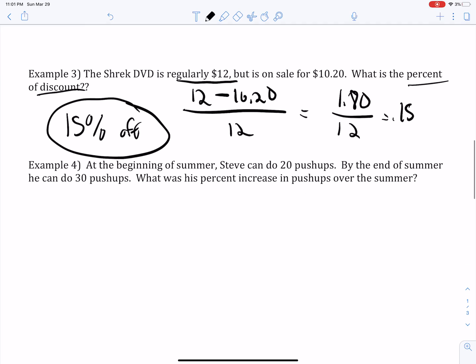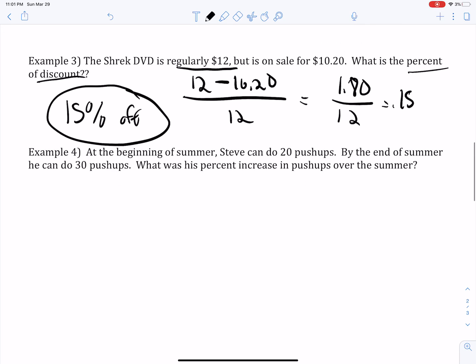Not bad. All right, last one here. At the beginning of summer, Steve can do 20 push-ups. By the end of summer, he can do 30 push-ups. What was his percent increase in push-ups over the summer? So now we're doing the percent increase. And if you remember, percent increase equals new amount minus original, all over the original.